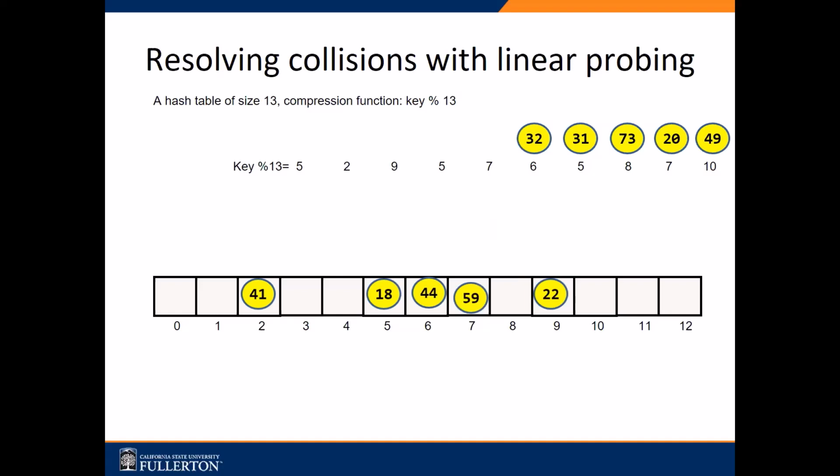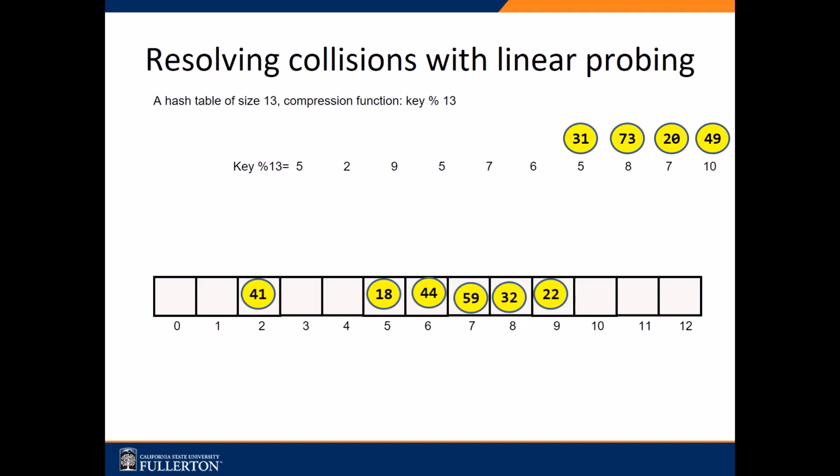Next, let's insert key 32, which gets hashed to 6. But there's something already at 6. So we look at the next location, and there's something there too. So we need to keep going forward until we find the empty location at 8.